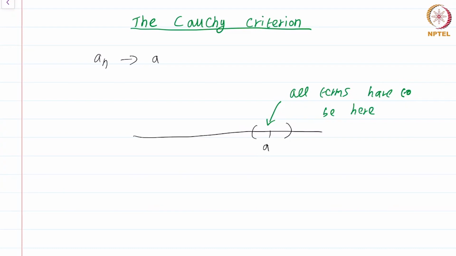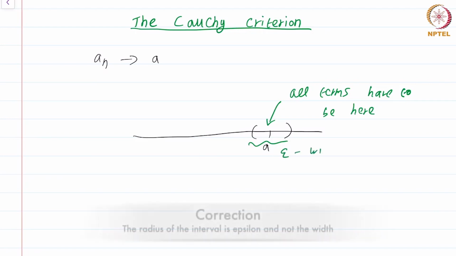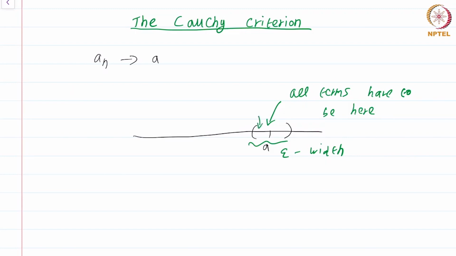What this means is that since the points are clustering near A, they have to get closer to each other as well, because if you specify this preset interval to be of epsilon width, that means after a particular point in the sequence, all the terms are within 2 epsilon width of each other. If all the points are here, you can see clearly that the terms have to be at the max 2 epsilon close to each other. This is what is known as the Cauchy property of a sequence. We will define it precisely now.